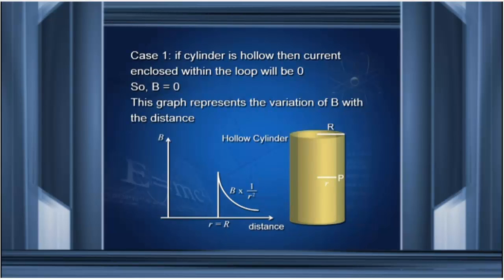The graph represents the variation of magnetic field with the distance. In the graph, we observe that the magnetic field from distance r equals 0 to the radius of the cylinder capital R is 0. At small r equals capital R, the magnetic field is maximum. Beyond r equals capital R, we observe that B is inversely proportional to r square. The graph indicates it very clearly.